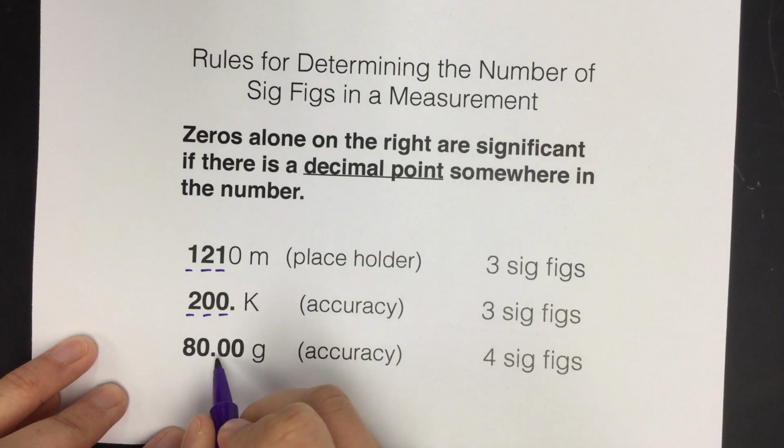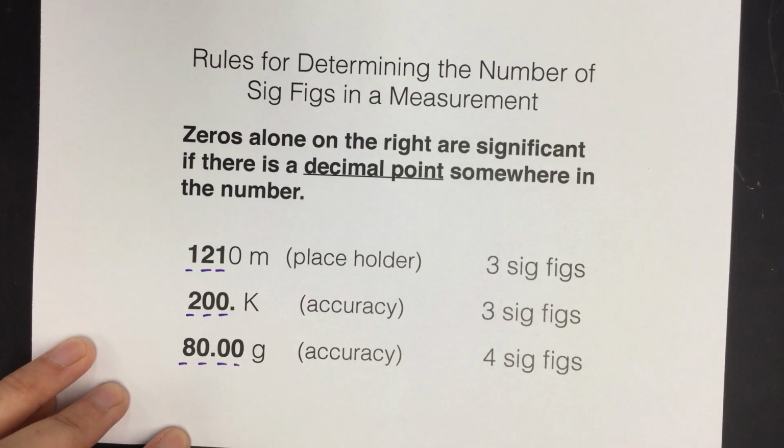Same thing with this number. Because the decimal point is there, these 3 zeros hanging out on the right side by themselves are all significant, so you have 4 sig figs here.